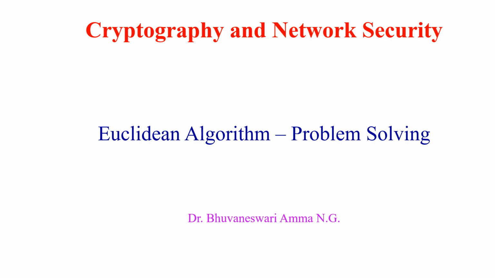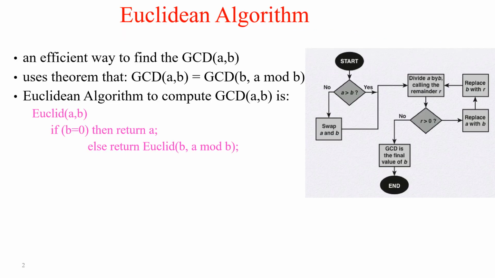In this presentation, we are going to discuss the Euclidean algorithm, and here we are going to solve a problem using it. So before solving a problem, we have to understand what is the need for the Euclidean algorithm and what it is. Here we are using the Euclidean algorithm in order to find the GCD of two numbers. GCD means greatest common divisor.